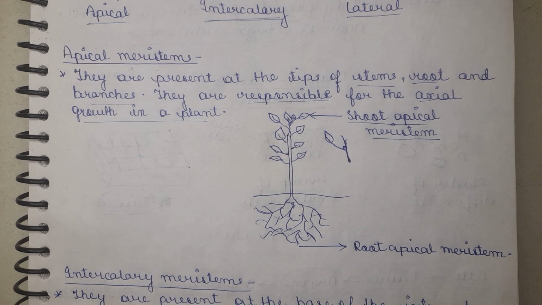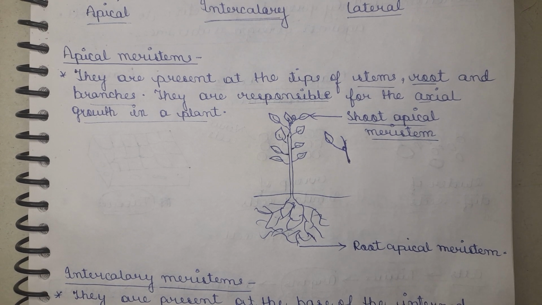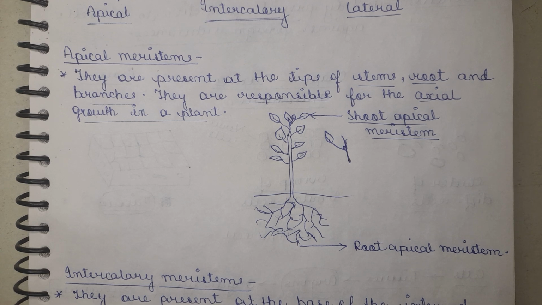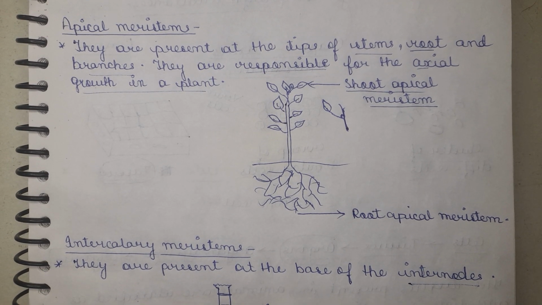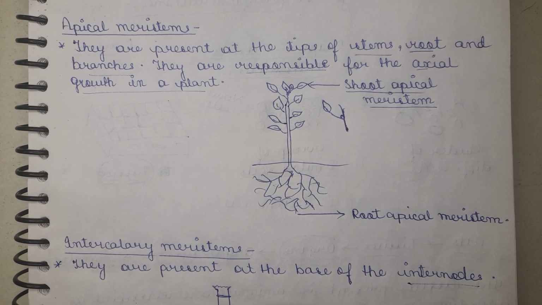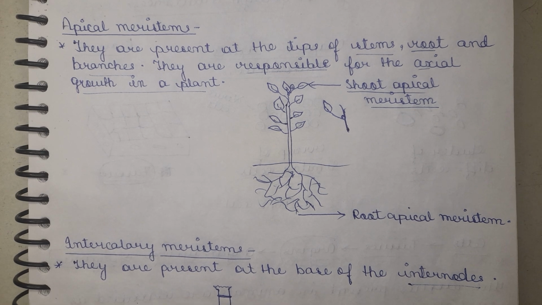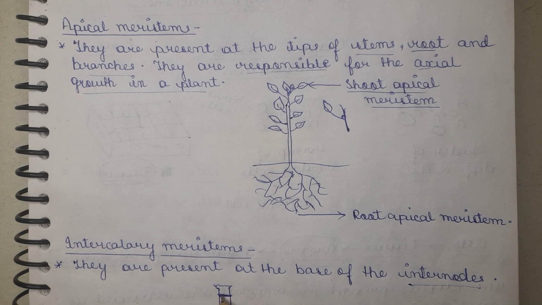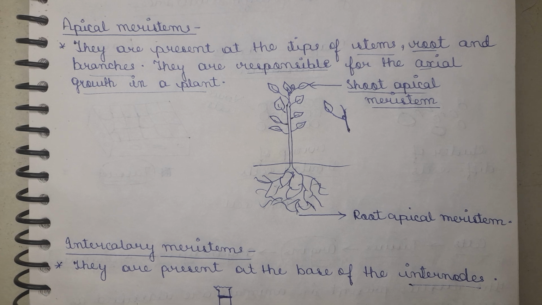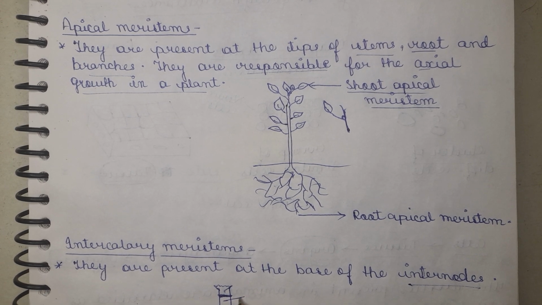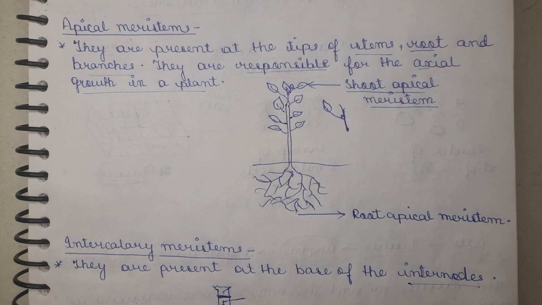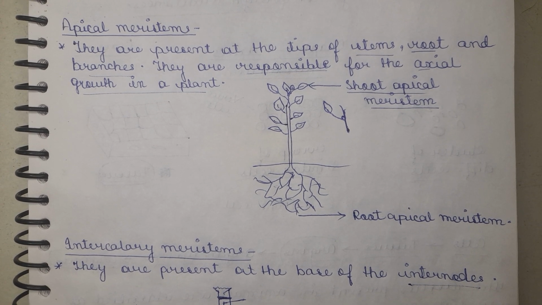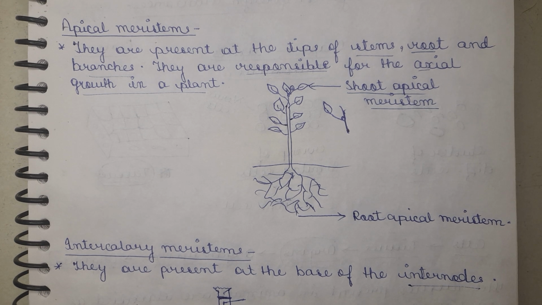Now we will see the second type, that is the intercalary meristem. They are mainly present at the base of the internode. What are internodes and nodes, and where is the intercalary meristem? First of all, we have taken a branch. This is a branch of a growing plant. Here the branch has regions, or we can say lines or divisions along it. These are called nodes, and the region between them is called the internode. Above the node and below the internode, there is a region called the intercalary meristem. In this region, intercalary meristem tissues are present for the growth of these types of branches.